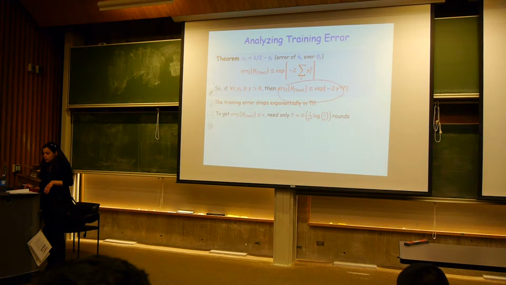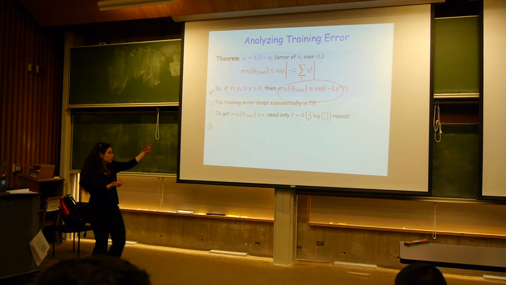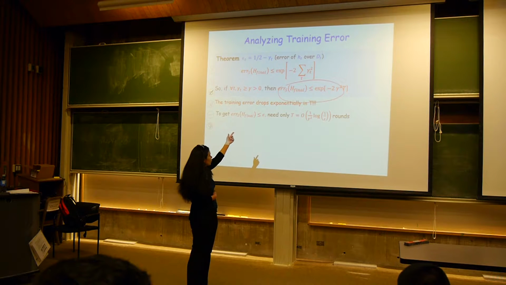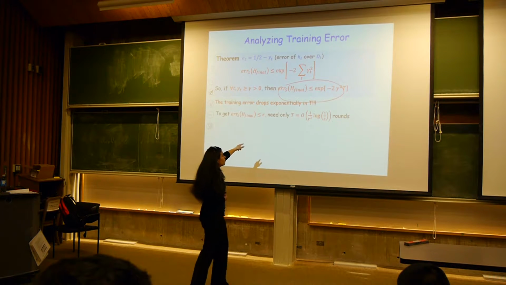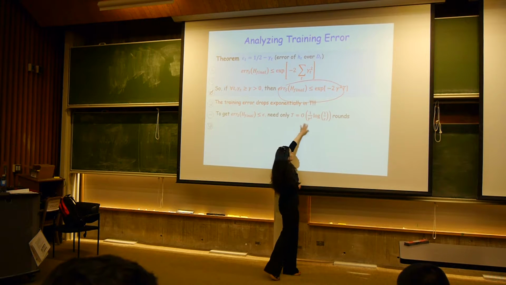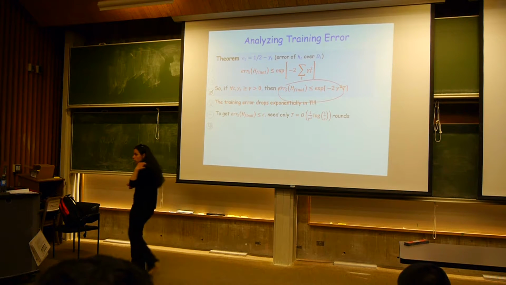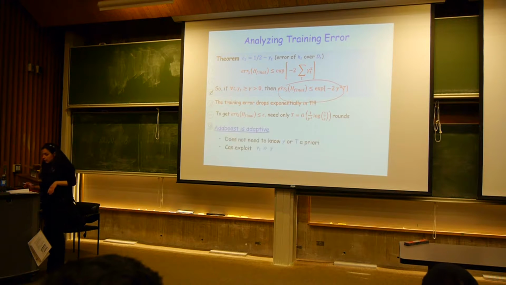What do I mean by decreases exponentially fast? Well, for example, if I want to set the empirical error rate to be epsilon, then if you go and compute, we only need 1 over gamma squared times log 1 over epsilon rounds of boosting to achieve empirical error rate almost epsilon. So that's very, very fast. If gamma is a constant, that's only log 1 over epsilon rounds, so that's great.